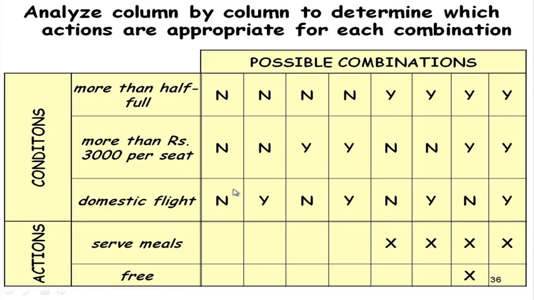but then we have a scope to optimize this, because some of these are actually do not care terms. Once it is a domestic flight and the ticket cost is less than 3,000, we do not have to really check whether it is more than half full or not, it becomes a do not care. Similarly, here, just check that for both of these, more than half full, more than 3,000, and whether it is a domestic flight or not, we do not serve. So, we can combine these two test cases into a single one.